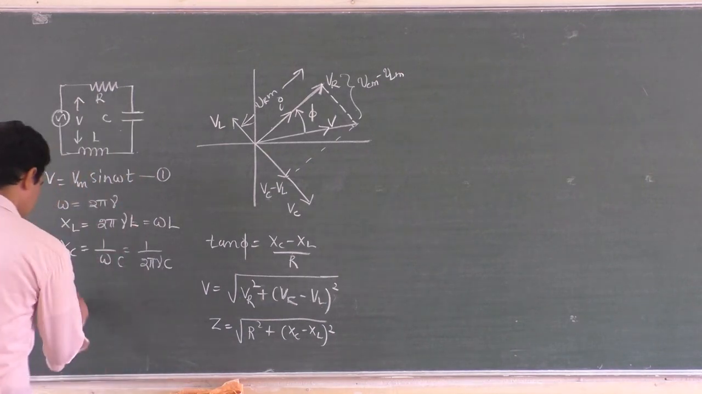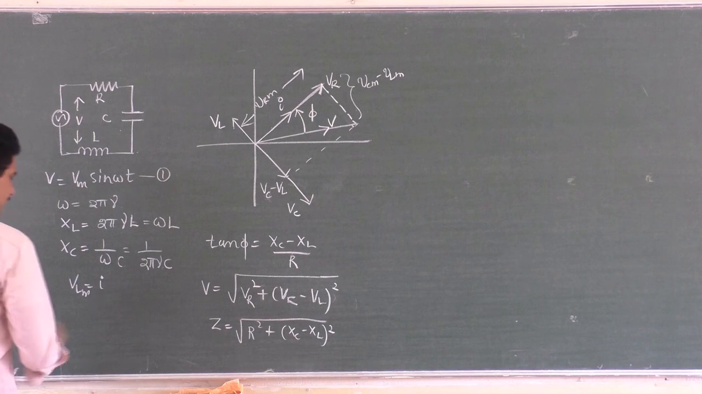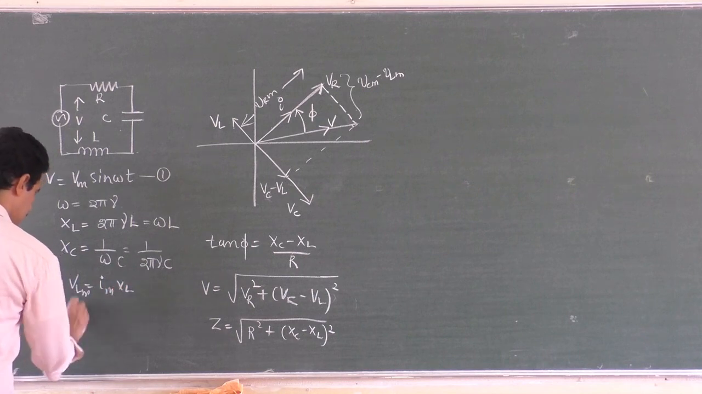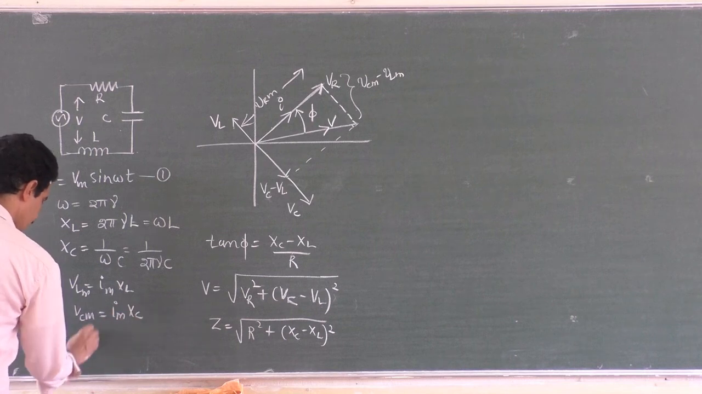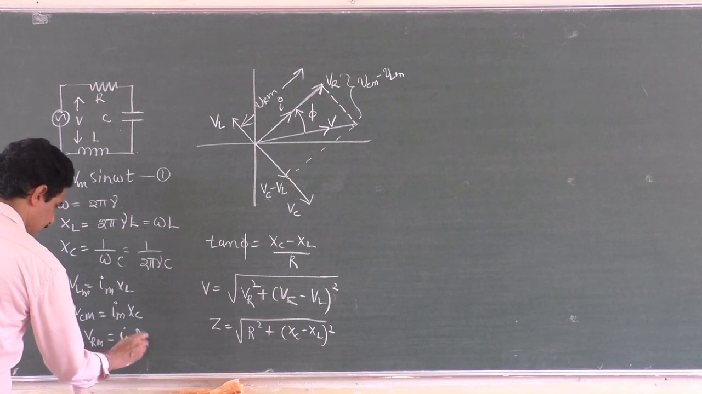And you know VLM, voltage across L maximum, is Im into XL, VCM is Im into Xc, VRM, voltage across R maximum, is Im into R.